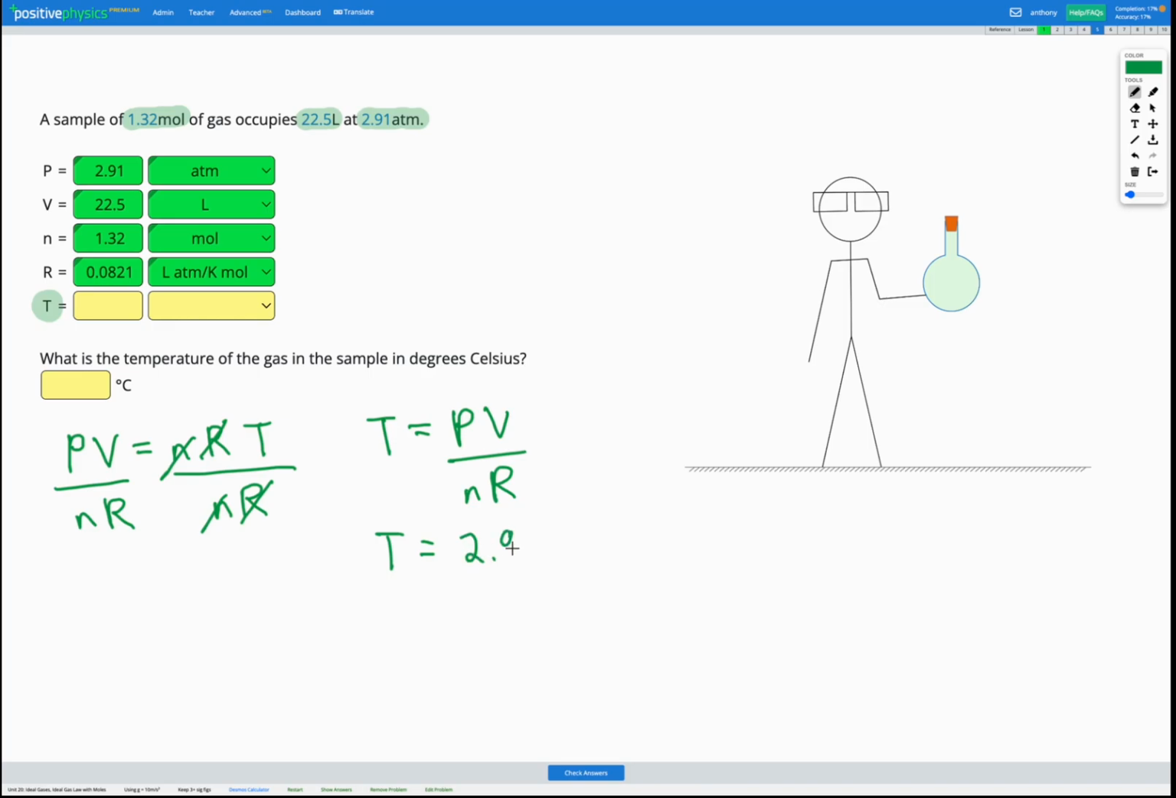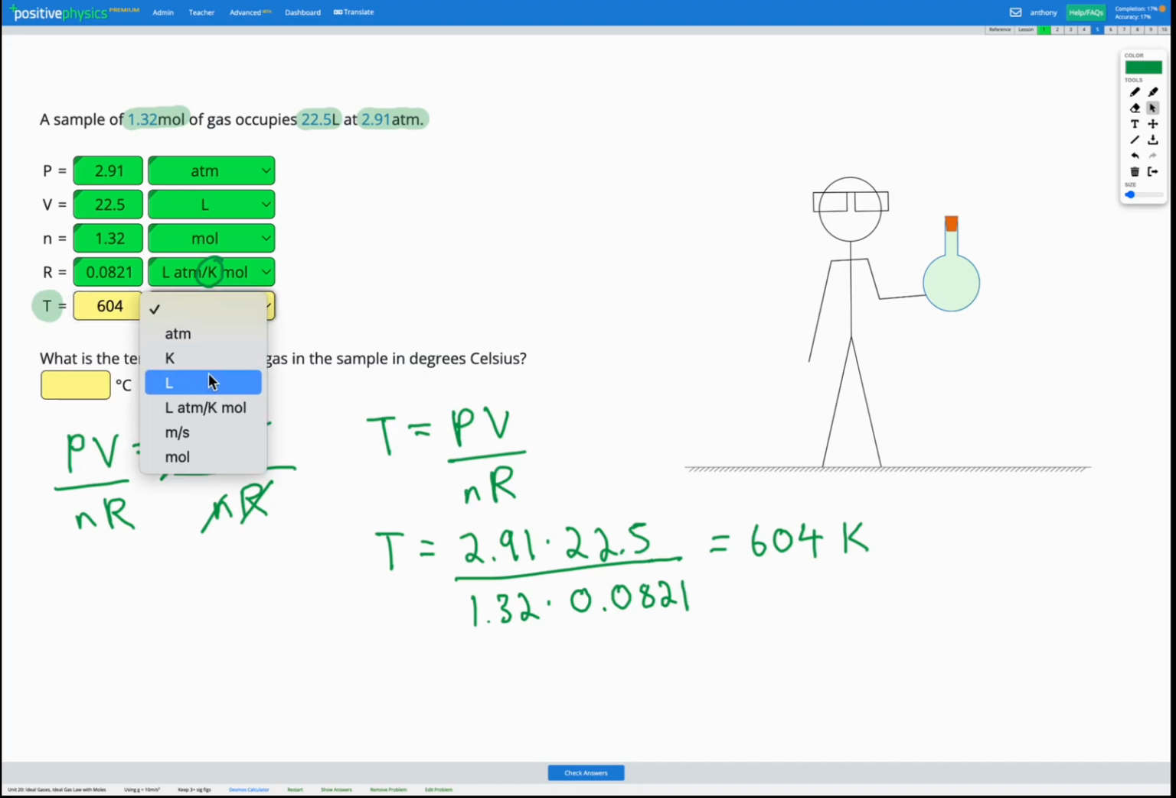Pressure was 2.91 multiplied by the volume, which was 22.5, divided by N, the number of moles, which was 1.32, multiplied by R, the molar gas constant, which is 0.0821. If we put that all in our calculator, that gets us out a temperature of 604. And when we're using this equation, notice R, the gas constant, has units of Kelvin in its unit. So the temperature we found is in Kelvin. So let's fill that out in our answer box here. We've got a temperature of 604 Kelvin.